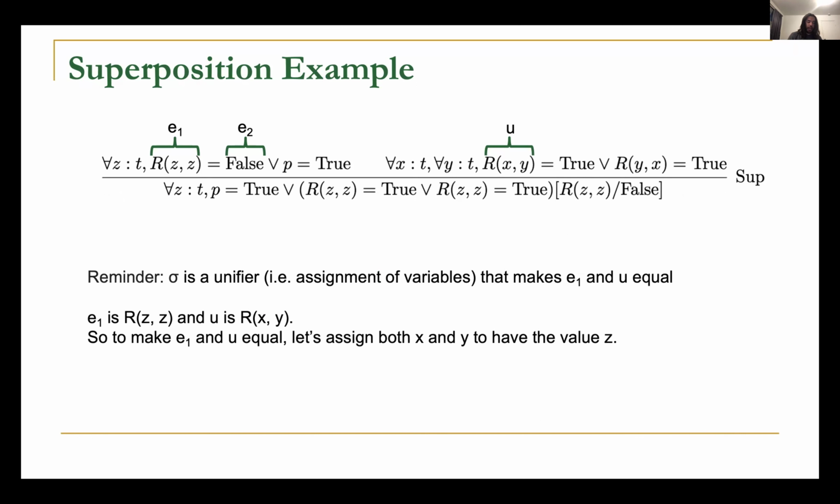Finally, the last step is to substitute false for R of ZZ. And after we perform that substitution, the clause we obtain is this. For all Z of type T, P is equal to true, or false is equal to true, or false is equal to true. There are different rules in Duper's calculus that can eliminate the clearly false literals equating false and true. So morally, this is the same as deriving that P is true, which is what we wanted to get.